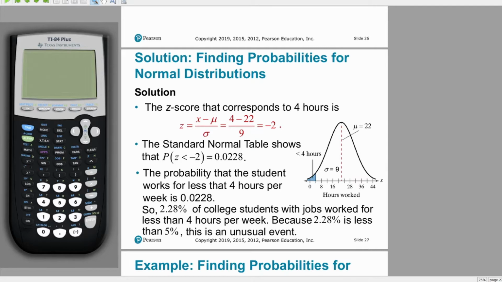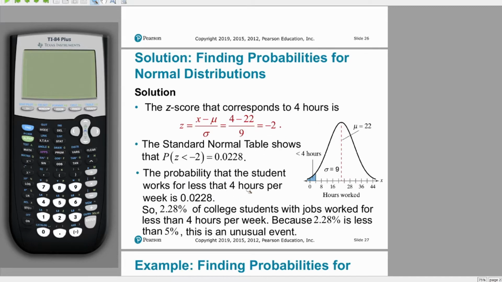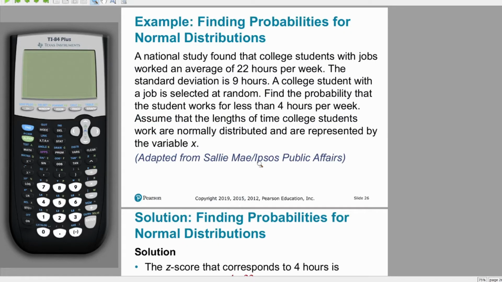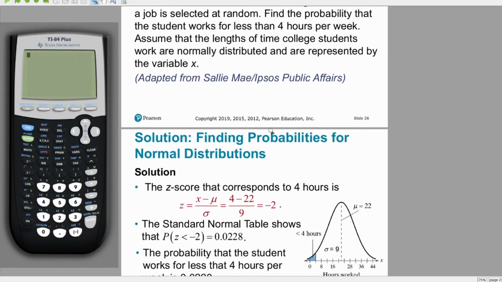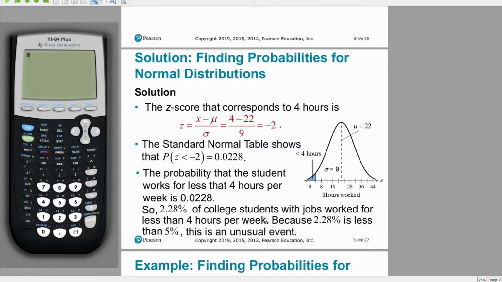Now here, notice that we have a mean of 22 and a standard deviation of 9. So a specific score of 4 hours would have a z-score of -2. So the behavior we're looking at here in terms of getting a probability for less than 4 hours per week is the same as getting a z-score less than -2. But when we put it into the calculator, we can handle it either way.